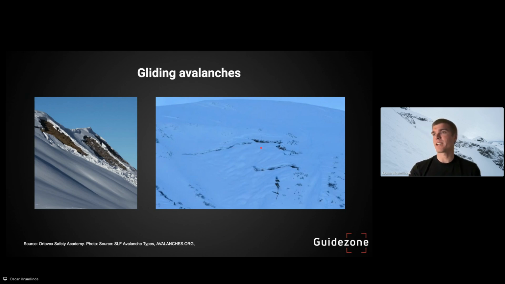We can often see these glide cracks, or fish mouths, or frowny faces. These are common precursors to glide avalanches. Because the release of glide avalanches is very, very hard to predict, it's best to avoid traveling underneath these glide cracks.